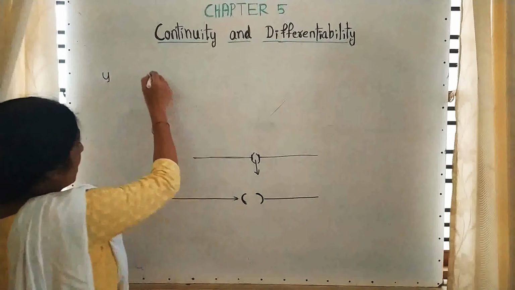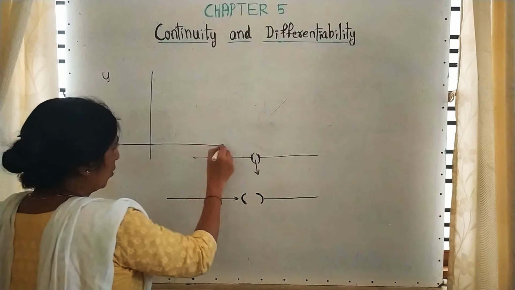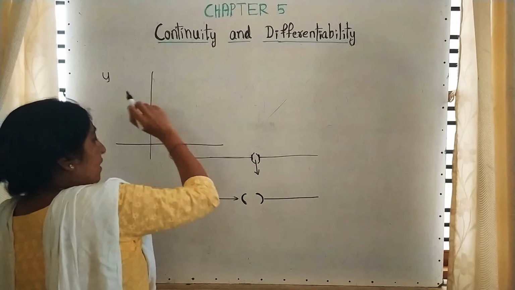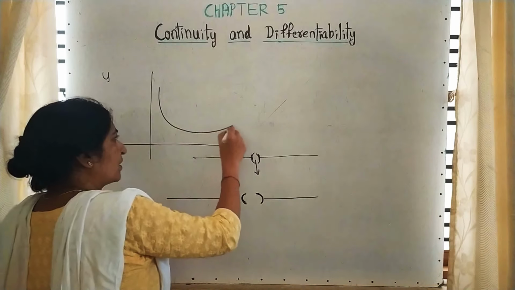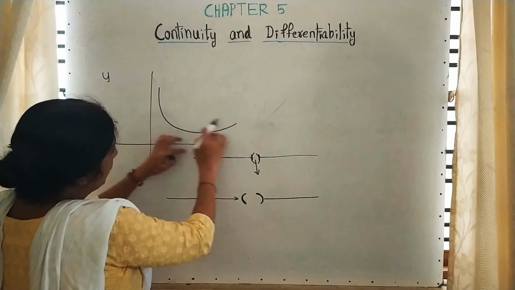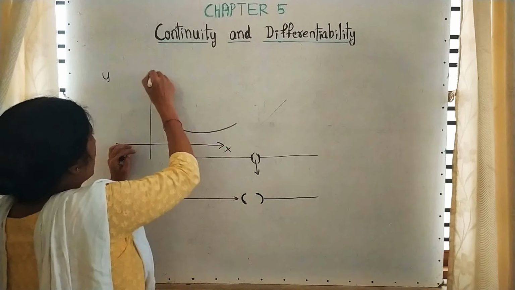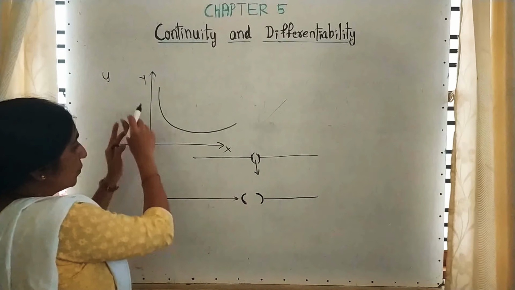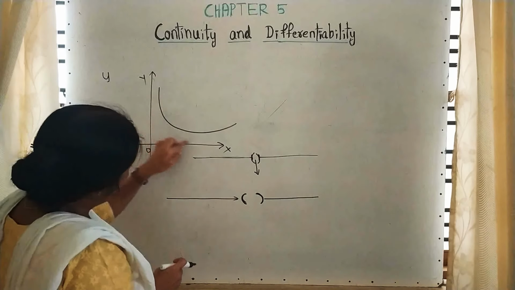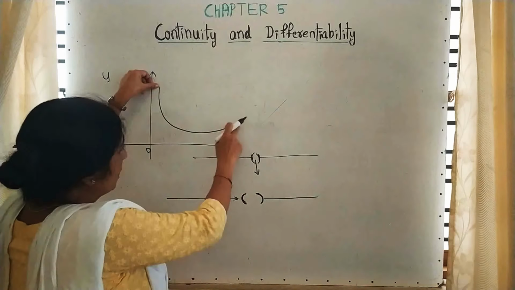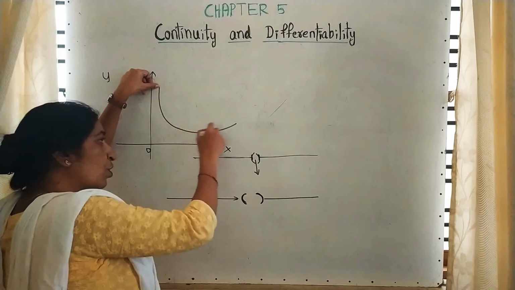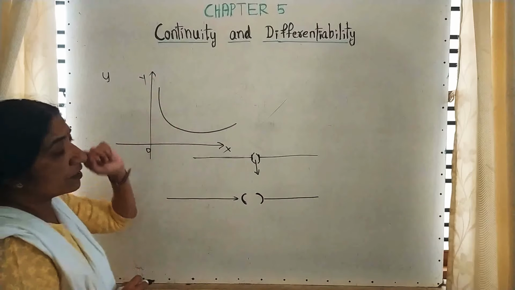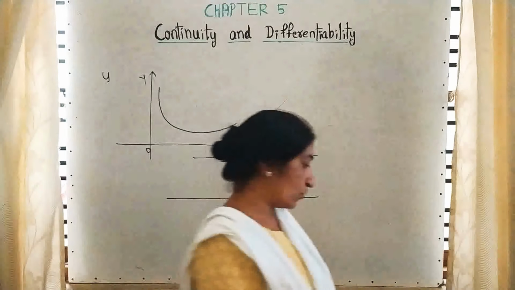See, if you draw the graph without any break, if you draw a curve like this, this is the x-axis, this is the y-axis. Observe this correctly. From this end to this end, are you observing any break? No, the curve goes on continuing. So this is called, the function is continuous.